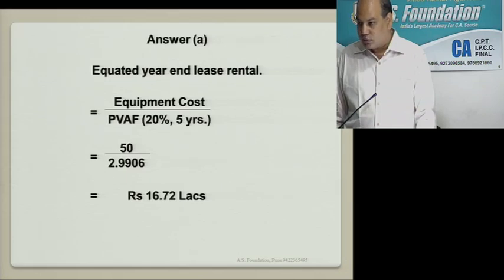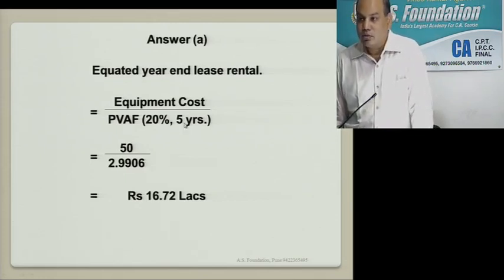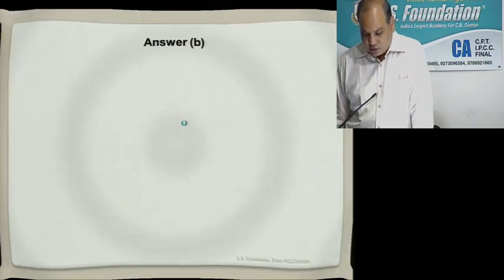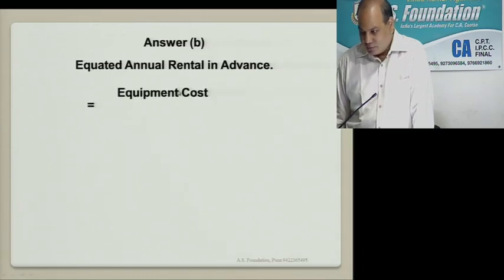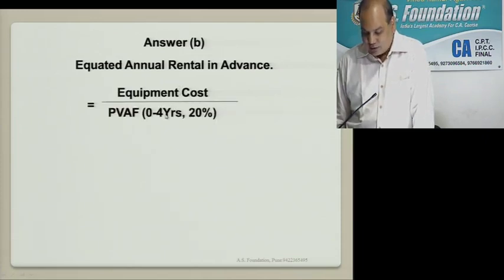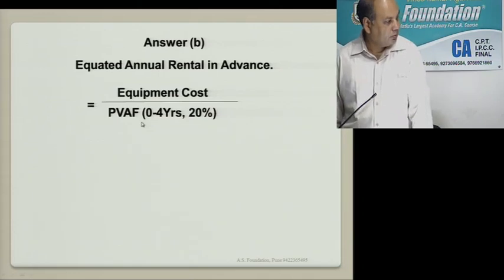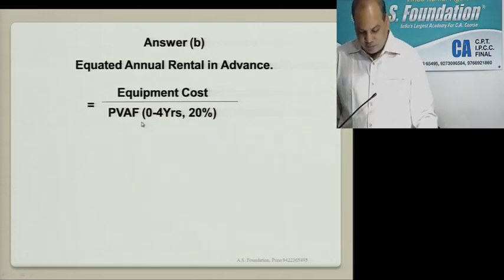Any query on first answer? How do you solve the second answer? Same format, but the annuity factor will be from 0 to 4. Write like this. Case 2, equated annual rental in advance equal to equipment cost divided by PV annuity factor 0 to 4 years, 20%.